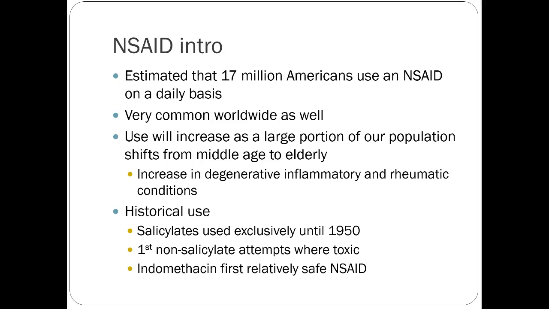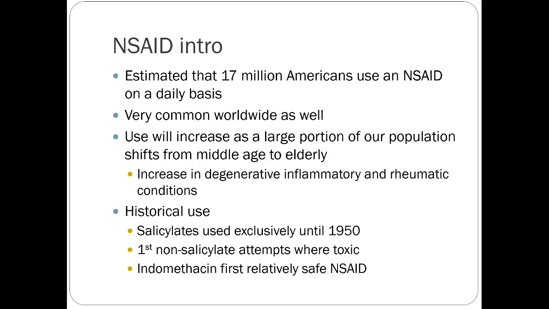So there's some different practices there amongst developed nations. But anyway, NSAIDs are going to be ubiquitous no matter where you go in practice, if you choose to practice somewhere outside the US, but certainly very popular here as well. Use will increase as a large portion of our population is shifting from middle age to elderly, with baby boomers moving into retirement age, and that's going to increase degenerative inflammatory conditions such as osteoarthritis. Rheumatic conditions also tend to increase with age, even though they are also more associated with younger populations. But you're going to see that number tick up in the general population.